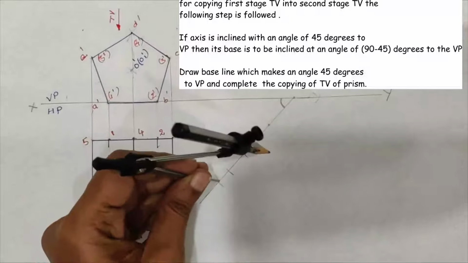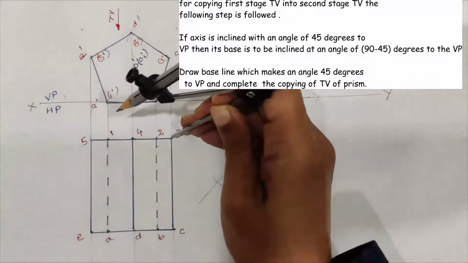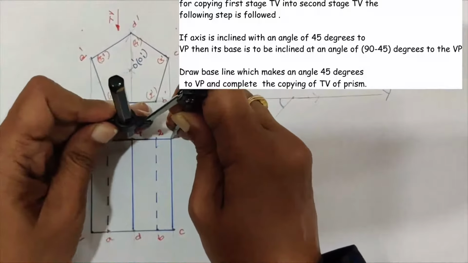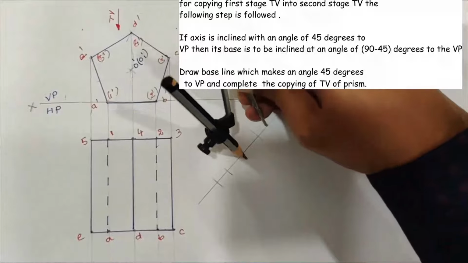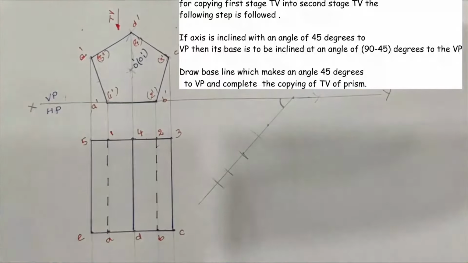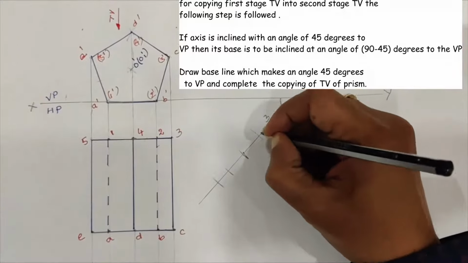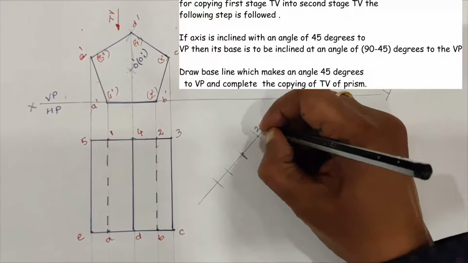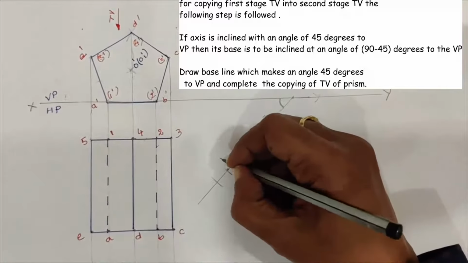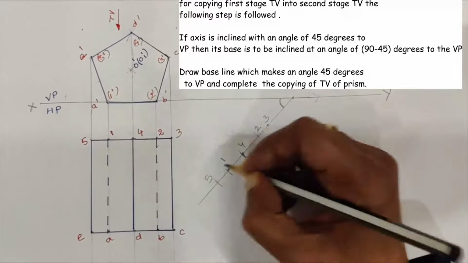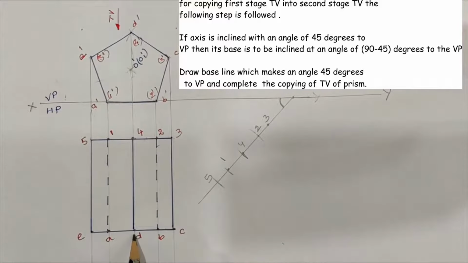Similarly, with 5 as a center and the same radius, draw an arc. Then with 3 to 4 as a radius, draw an arc. Then name these points. Say this is 3, 2, 4, 1, 5. To this baseline, this axis line is perpendicular.